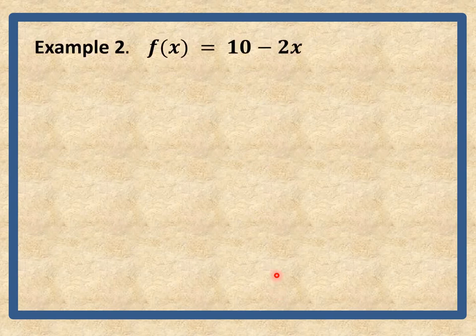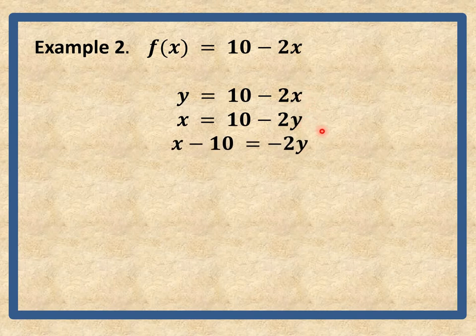Next example, f of x is equal to 10 minus 2x. Let's change f of x to y. Therefore, y is equal to 10 minus 2x. Then interchange the positions. x is now 10 minus 2y. As you can see, we have changed the value of y to become x and x to become y.